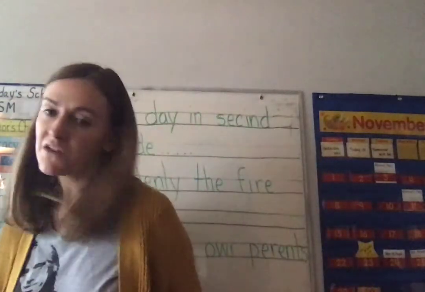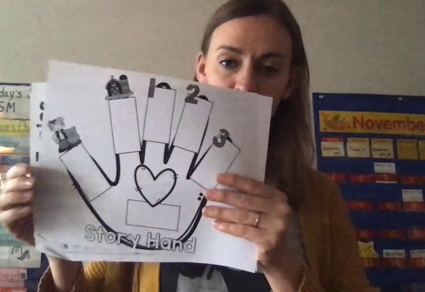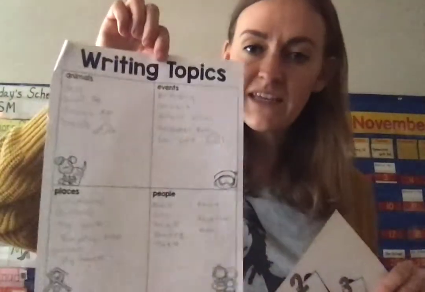Okay. And so I want you to think about something that you want to write about and think about using some of those transition words while you write. You can use your story hand for help if you have an idea of something to write about. Of course, keep adding to your writing topics because it makes it easier for you to think of something to write about. You also have your list of things that are good.